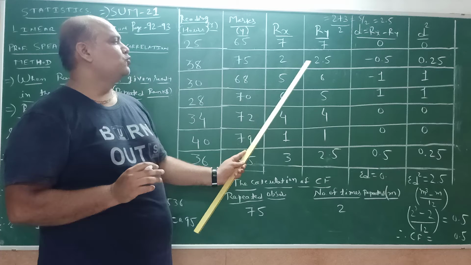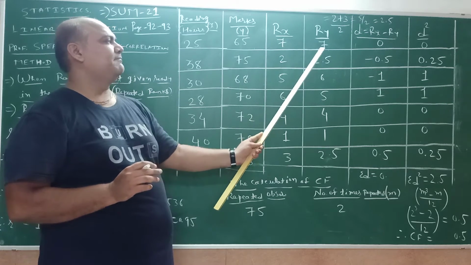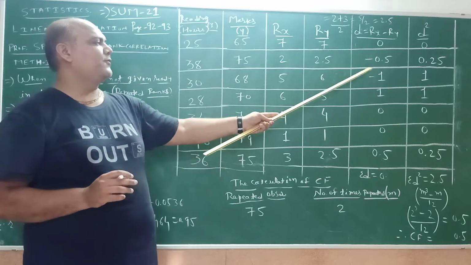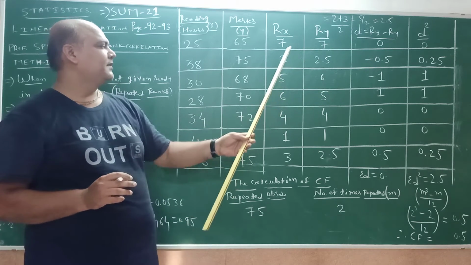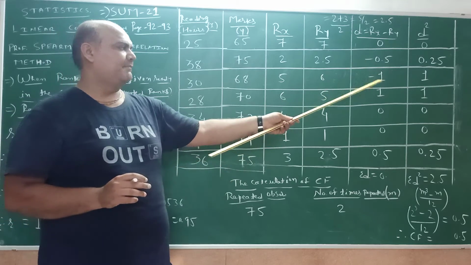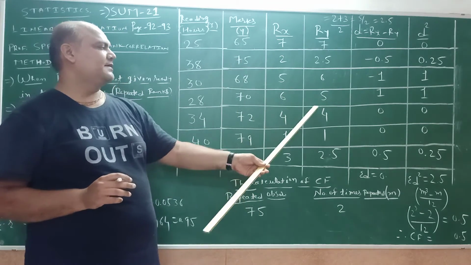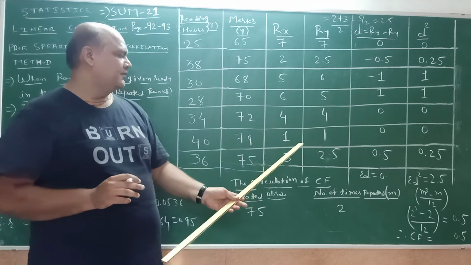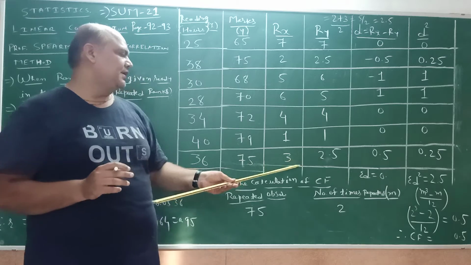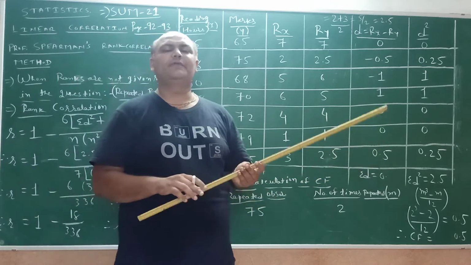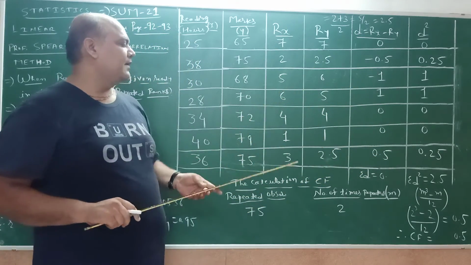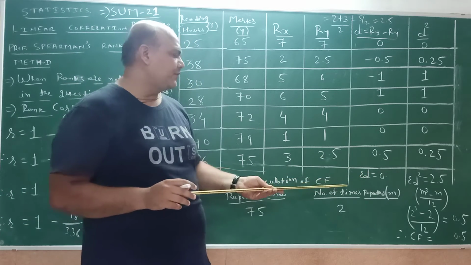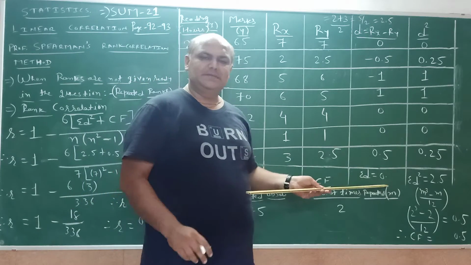Here it is 7 minus 7, it is 0. 2 minus 2.5, that is minus 0.5. 5 minus 6, minus 1. 6 minus 5, that is 1. 4 minus 4, 0. 1 minus 1, 0. 3 minus 2.5, 0.5. Here also the total of the column of D is 0. You observe it, sigma D is equal to 0.